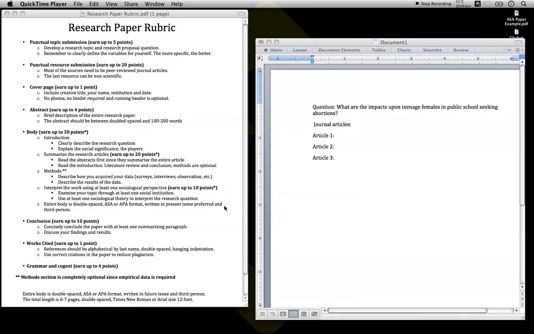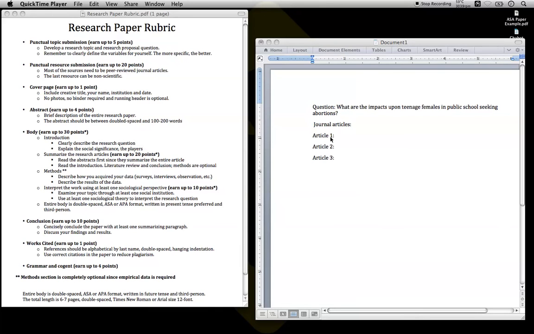Consider that the most important aspect to a research paper is the question. Do you have a good, usable question? Earlier in the semester, everyone submitted their research topic and their question. The second part was to have your journal articles. Find some peer-reviewed journal articles. So here's the question, here are the journal articles.